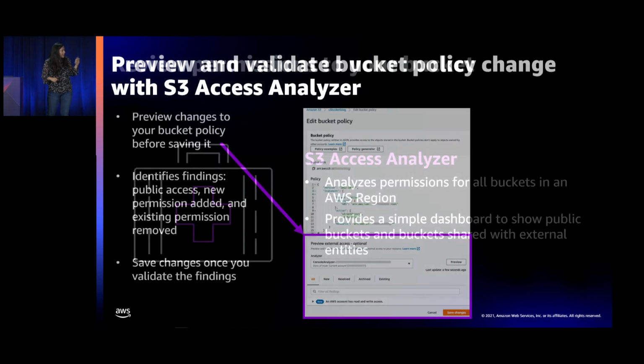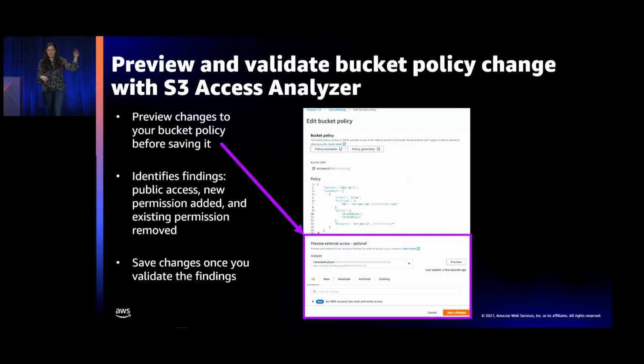So let's take an example. When you make a change to your bucket policy, Access Analyzer will identify public access, new access permission added, and any existing permission removed from your bucket policy. And this gives you that confidence that you have made the right change that was intended for that bucket policy.